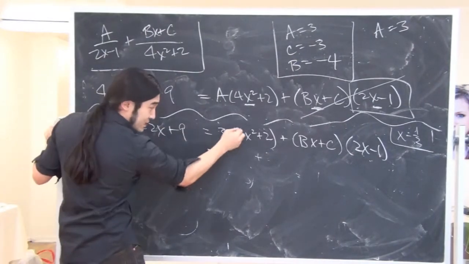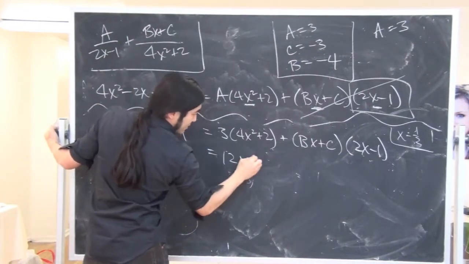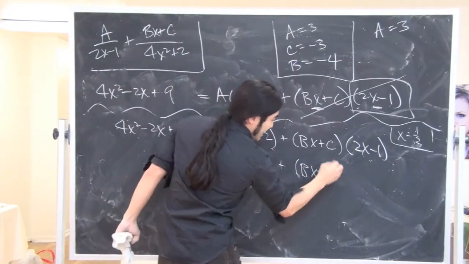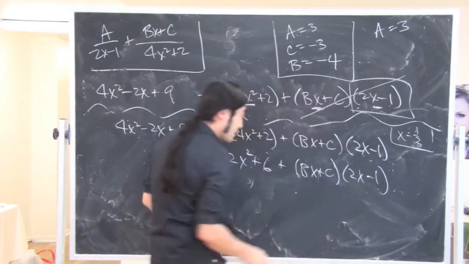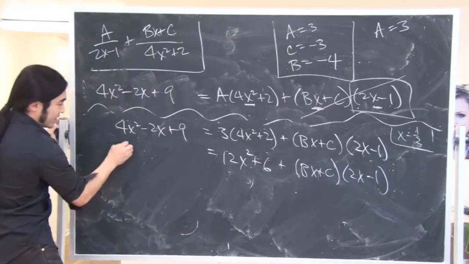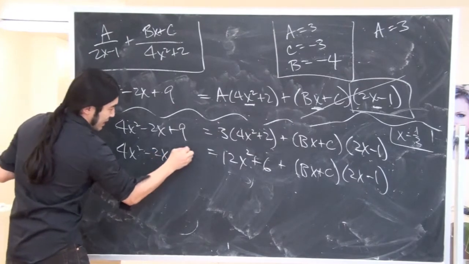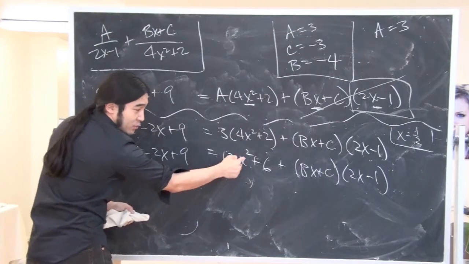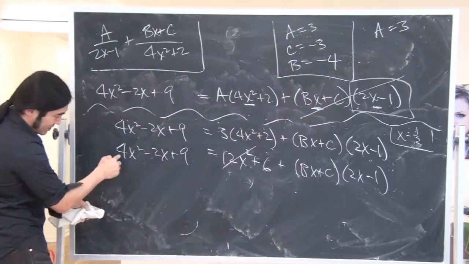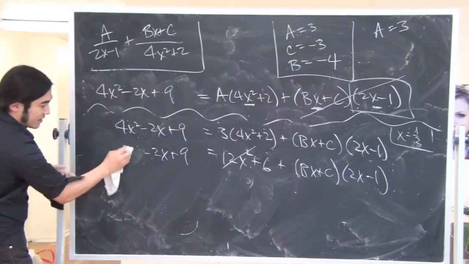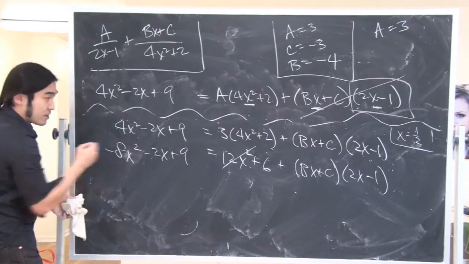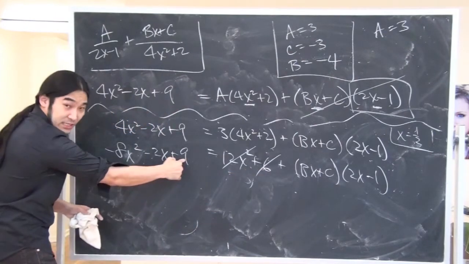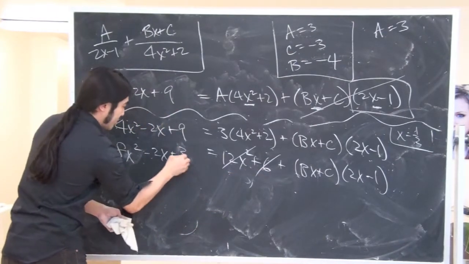Okay, but this is easy. This comes out to be 12x squared plus 6, plus, I'm not even going to write this out yet, bx plus c, times 2x minus 1 on the right. On the left, we're going to get 4x squared minus 2x plus 9. Why not collect terms to make things pretty? Does everybody agree? If I subtract 12x squared from here, it goes to 0. If I subtract 12x squared from here, I'm going to get negative 8x squared. You guys agree with that? And then I'm going to subtract 6 from the right. This will be 0. Subtract 6 from over here. That will make this 3.